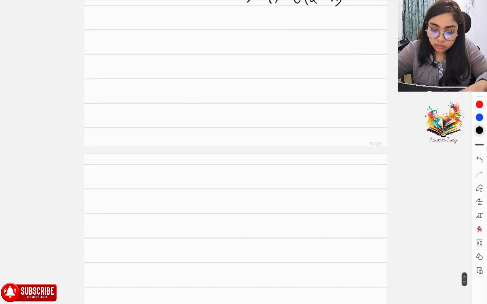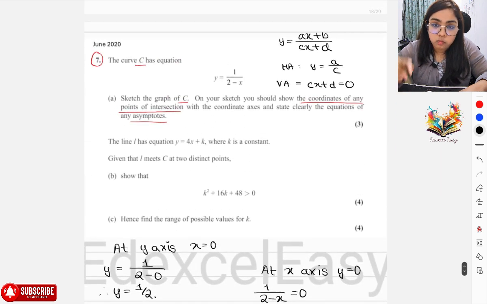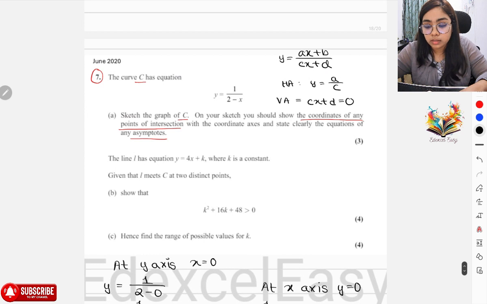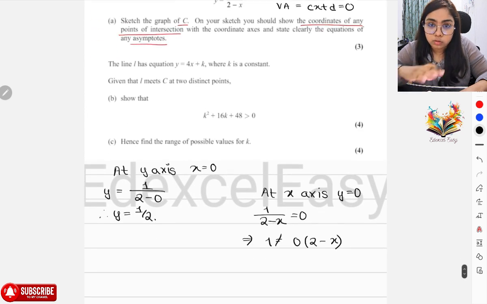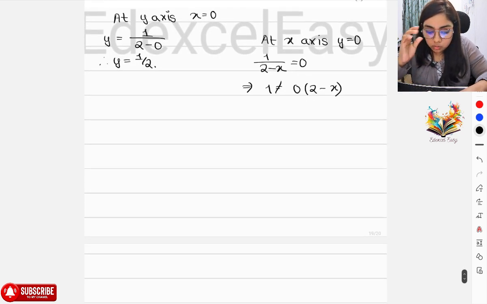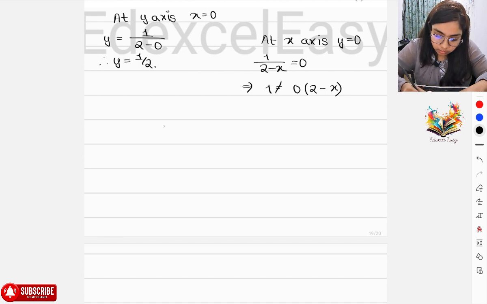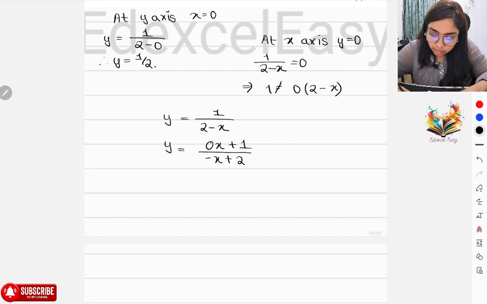Let's find out the asymptotes also. In order to calculate the asymptote, your equation should be written in this format: (ax + b) over (cx + d). It's just easier to calculate the asymptote if the equation is written in that format. So now you have y = 1 divided by 2 minus x, and I will write this as y = (0x + 1) divided by (minus x + 2).